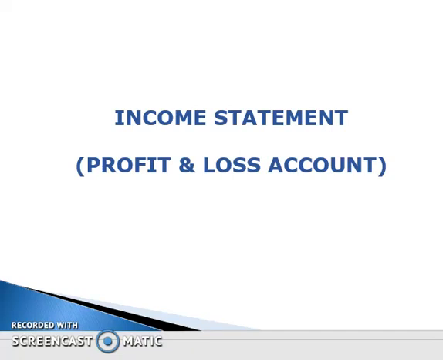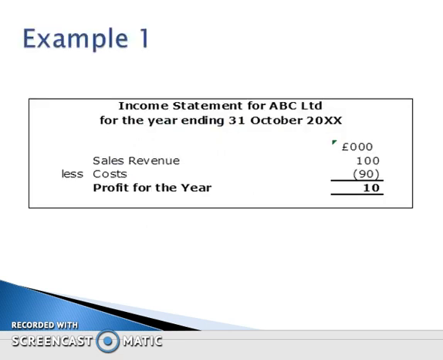Welcome to this brief explanation of the income statement, also known as the profit and loss account. This is one of the three main financial statements produced annually by limited companies. The others are the statement of financial position or balance sheet and the cash flow statement. The income statement shows the profit earned by a business over a period of time, usually a year.